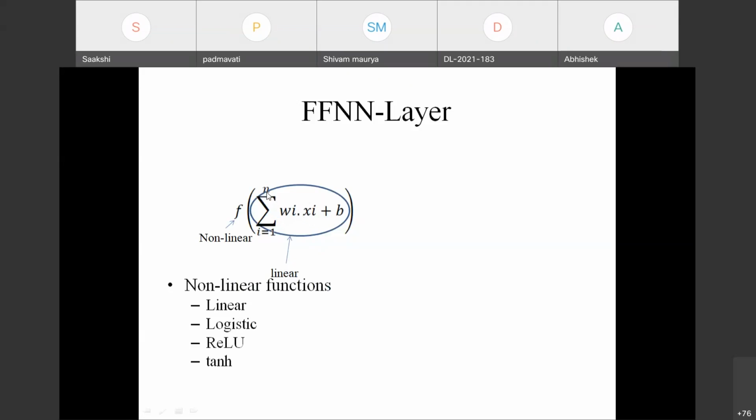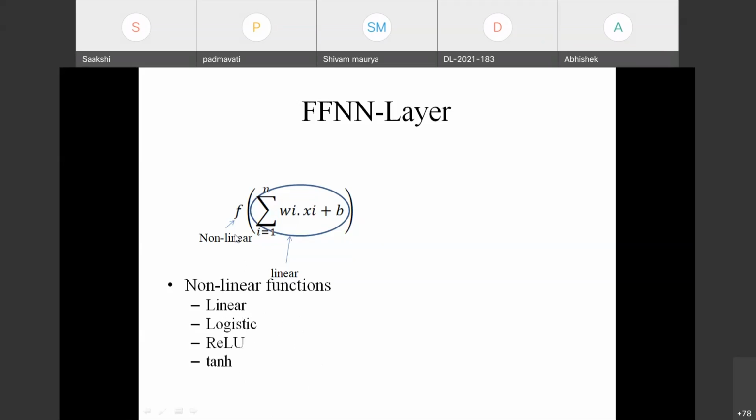Fine. So you can see here, I have already explained, but you can also see the equation. This particular equation is a linear equation, whereas this particular F is mostly a non-linear equation. For that reason, we call F a non-linear function. In a neural network, we have different kinds of non-linear functions such as linear, logistic, ReLU, and tanh. All these are different activation functions which are used over here.